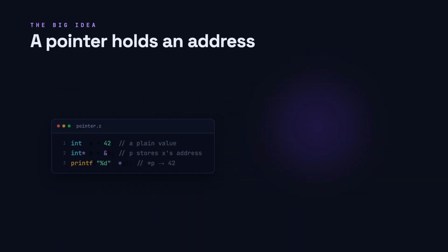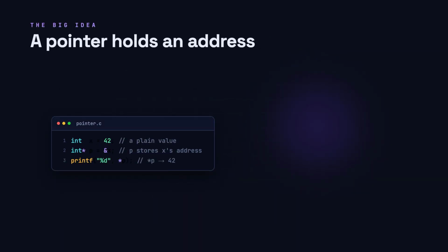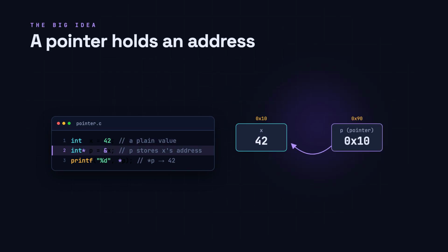Until now, every box has held a plain value like the number 42. But a box can also hold something cleverer, an address. A box that holds an address is called a pointer. Think of it as a sticky note. It doesn't contain the thing you want. It tells you exactly which box to go and look in.